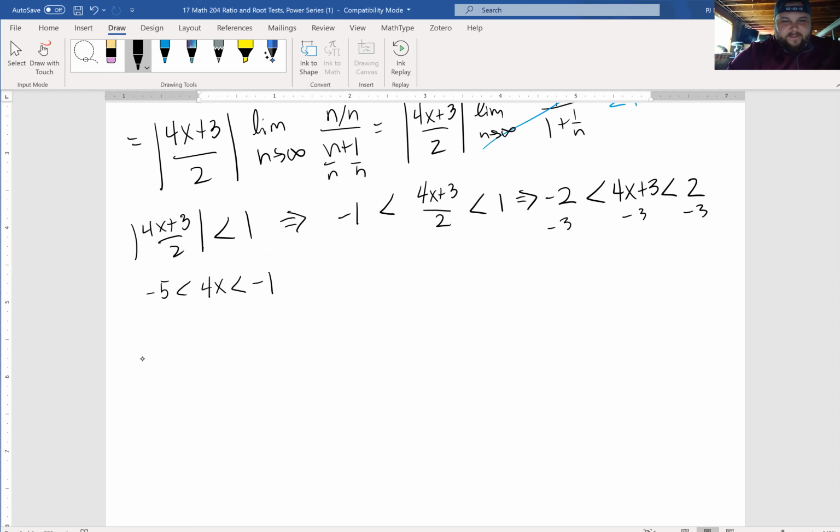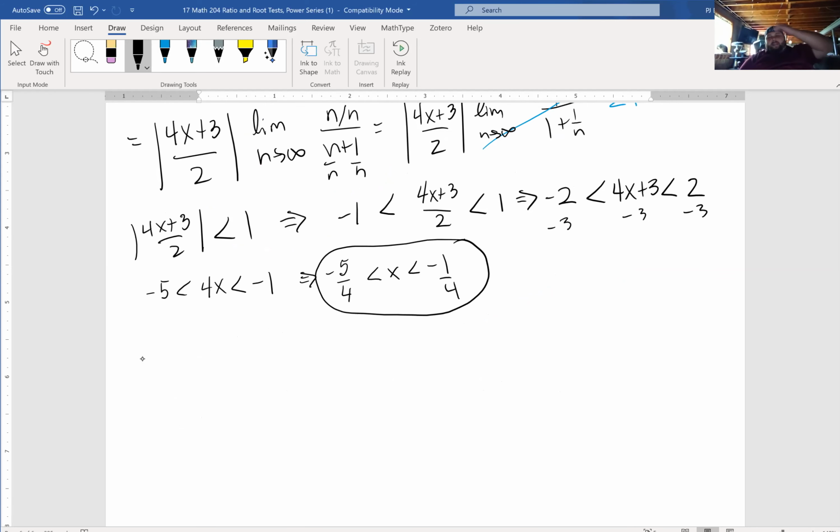And then finally divide everything by 4. So we have this. I would love to say that we were done, but unfortunately we are not. So this is our interval, but our task now is to determine, can x be one of those two endpoints? Can it be equal to -5/4 or can it be equal to -1/4?